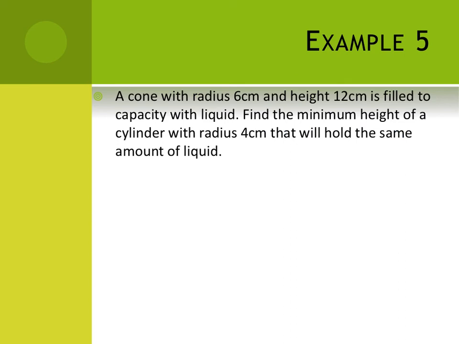Next, we have a word problem. It says a cone with a radius of 6 centimeters. So let me go ahead and draw myself a picture here. It says it has a radius of 6, and it has a height of 12. Draw in the height.